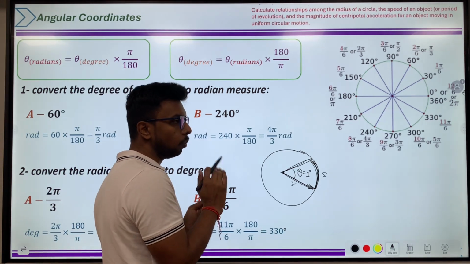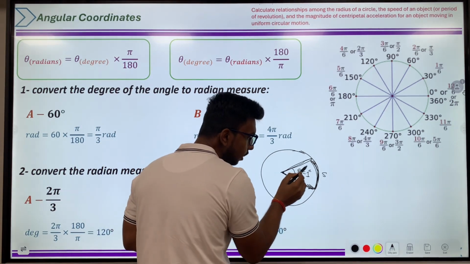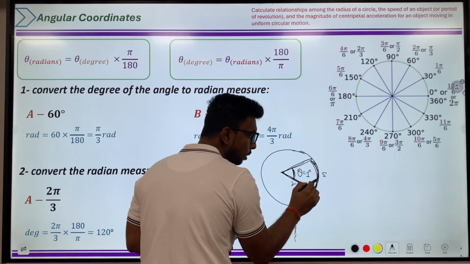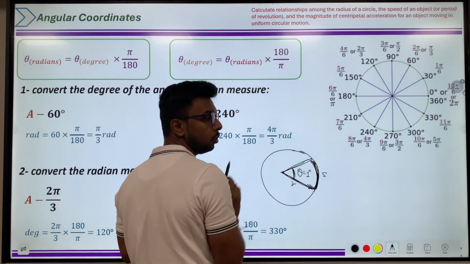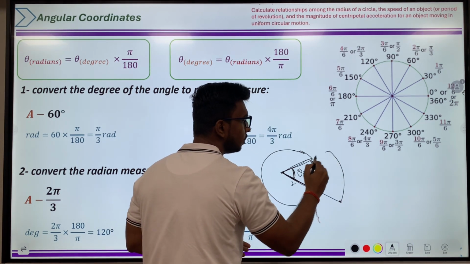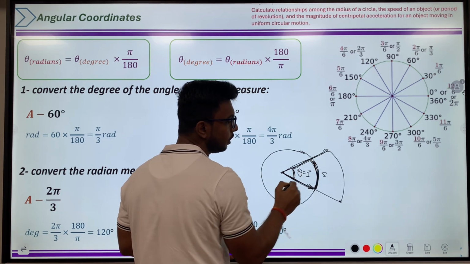Anyway, so what exactly is a radian? It is the angle which is being traced when my radius and my arc length are equal to each other. If I increase my radius, then my arc length will also increase, but the angle will still remain the same.